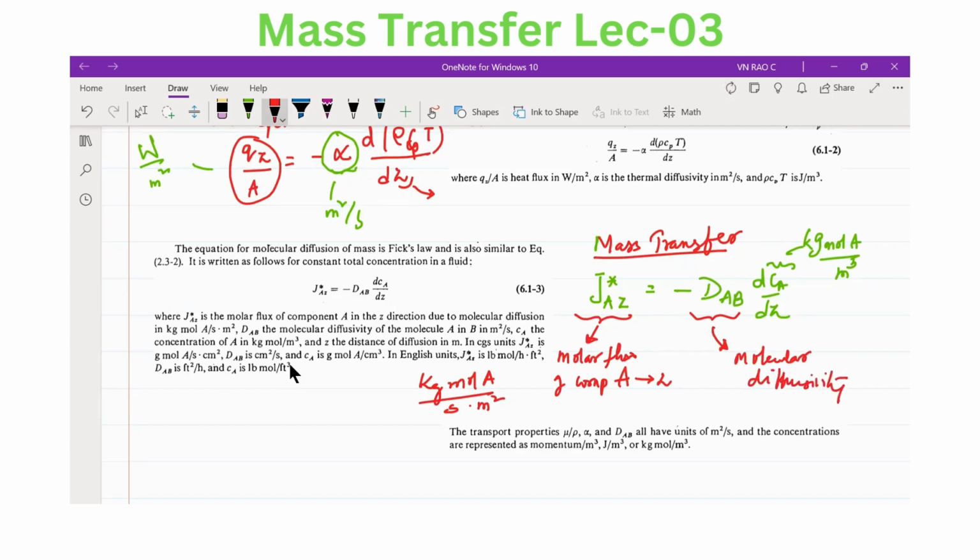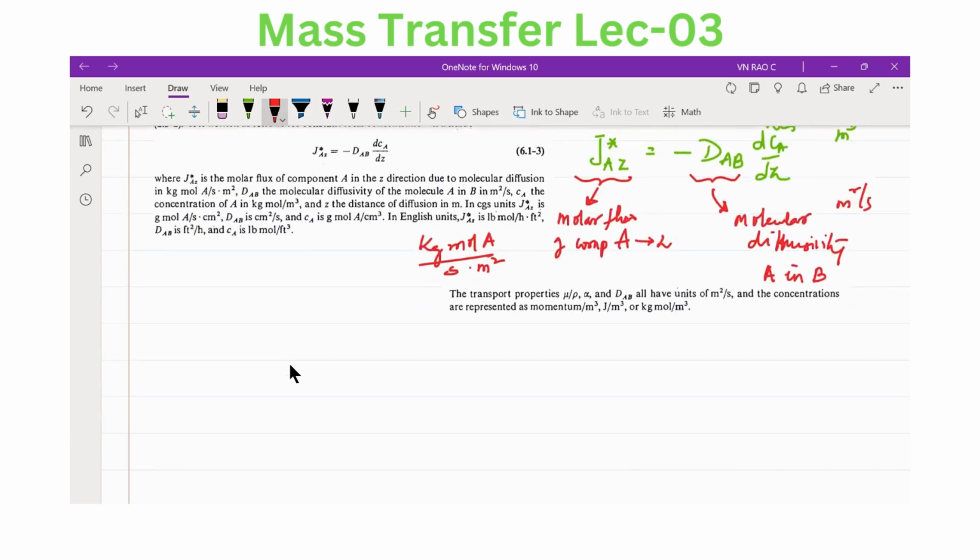Hope the terms are clear, right? Molecular diffusivity, again, when there is mass transfer by molecular diffusion, we say from A in B. Molecular diffusivity of the molecule A in B. Again, the units are meter square per second.